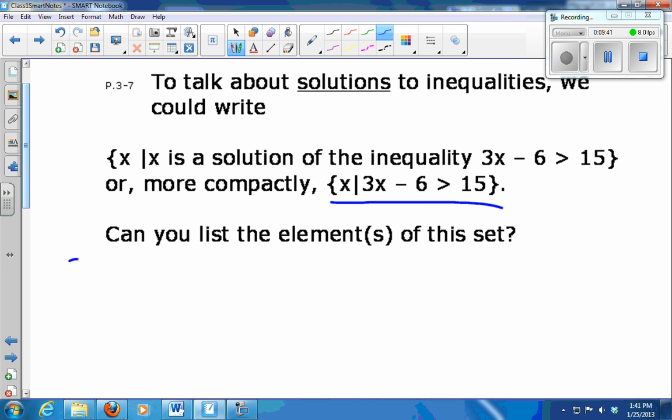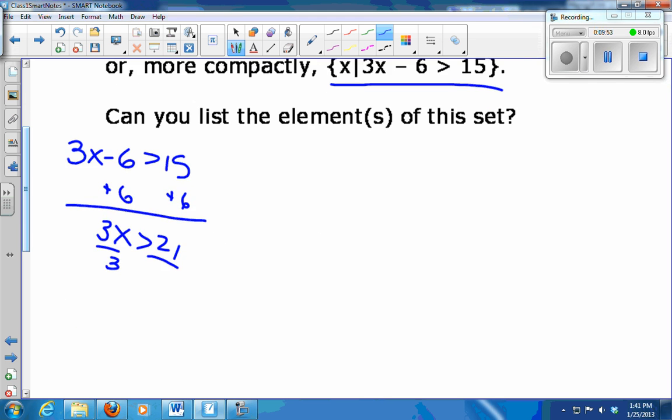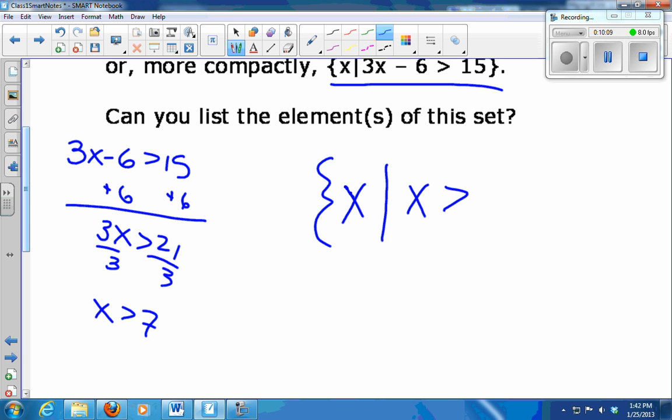So we could solve this off to the side here. Add 6 to both sides. You get 3x is greater than 21. Divide by 3. And you get x has to be bigger than 7. So all the numbers bigger than 7 will make that statement true. So to write this in set notation, set builder notation, we write curly bracket for the set of all x such that x is greater than 7.